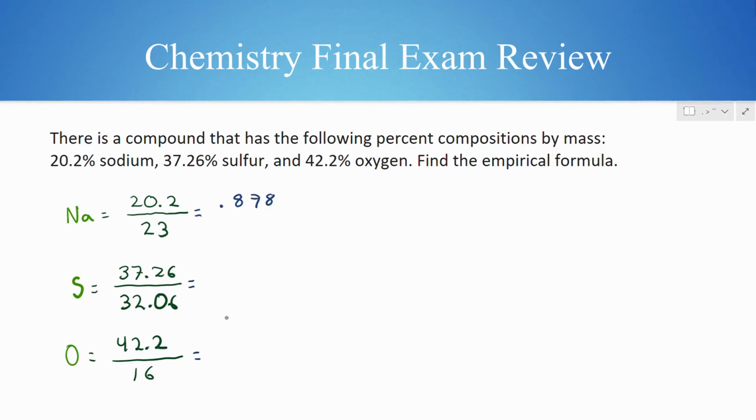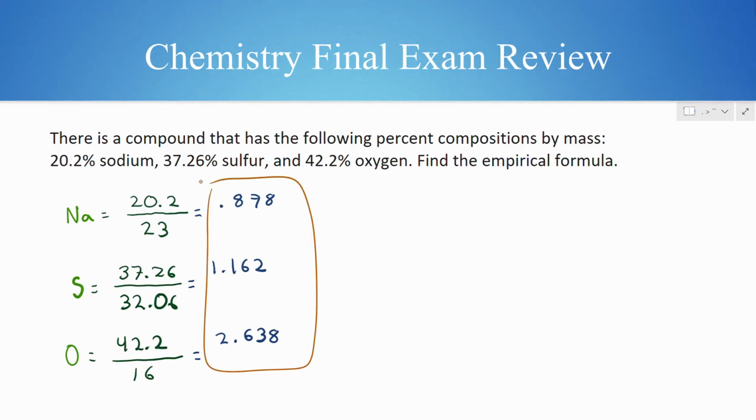Next one is 37.26, all divided by 32.06. And this is 1.162. For this last one, we have 42.2 divided by 16. This is 2.638. Now, out of these three numbers that I just found, I'm going to divide all of them by the smallest number that we just found.